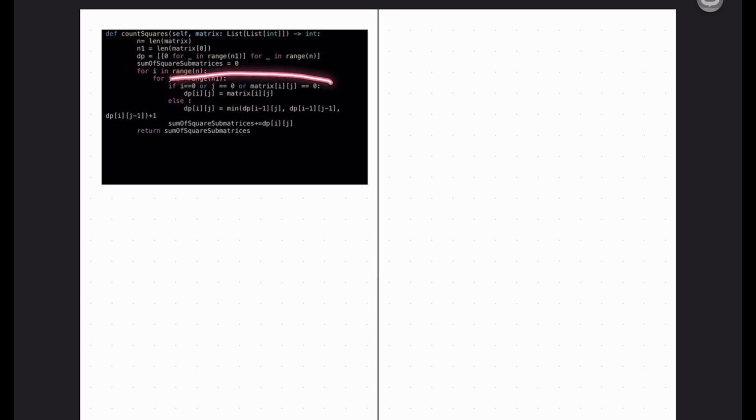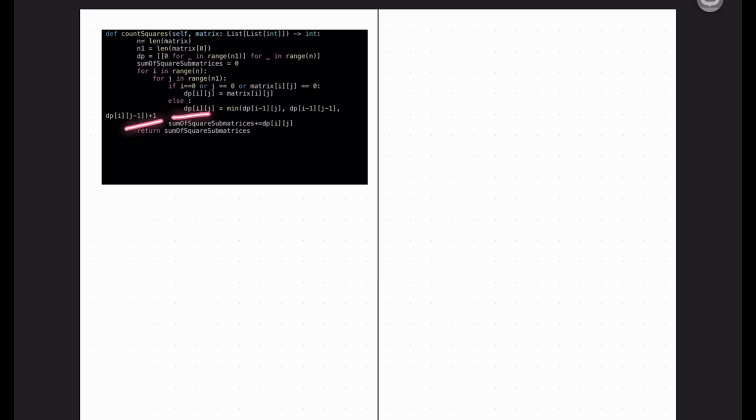If the matrix value at ij is 0, you keep whatever the matrix value is and update the dp array. If not, you check the previous vertical value and the diagonal value, take the minimum, and add 1.